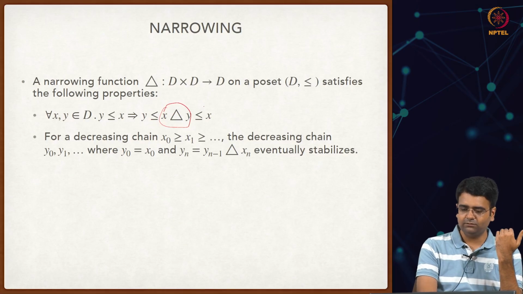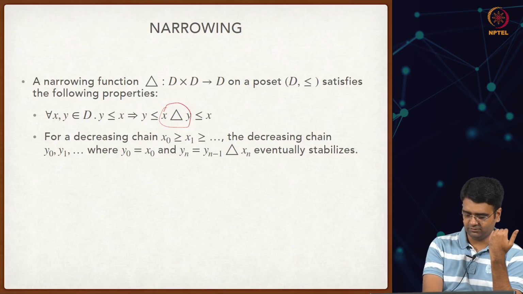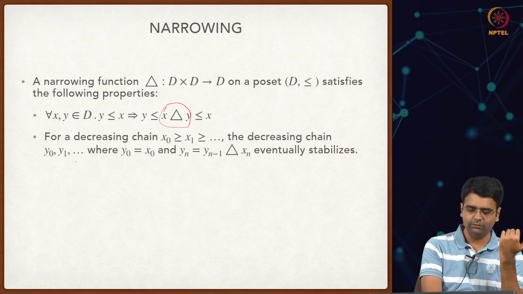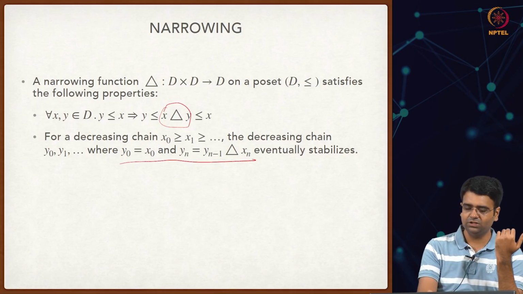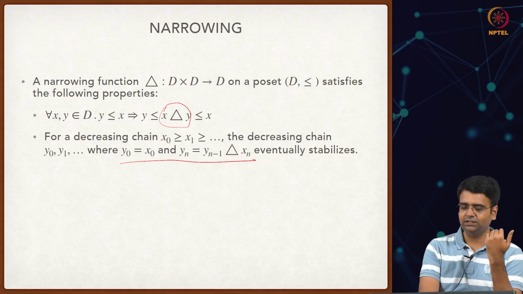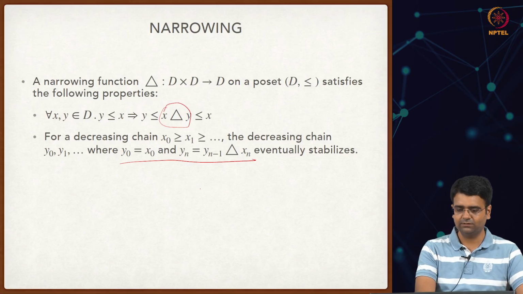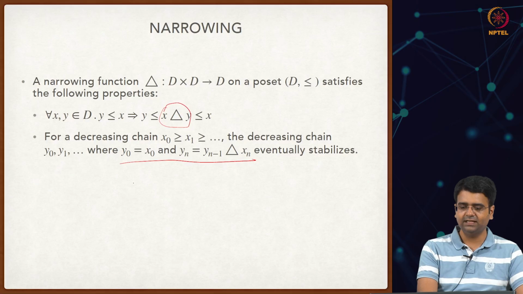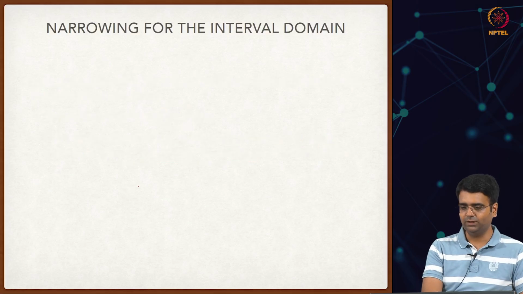Furthermore, if you have a decreasing chain x0, x1 and so on, which may or may not stabilize, and using this decreasing chain you construct another chain y0, y1 and so on, using a similar definition to how we constructed the chain for the widening function, then this particular chain is guaranteed to stabilize. So this definition does not give us any insight. Let us see how the narrowing operator is actually defined for the interval domain, and once we use it with an example, it will become more clear.